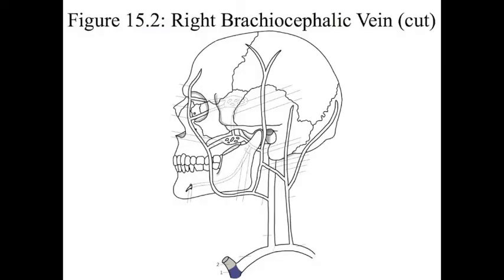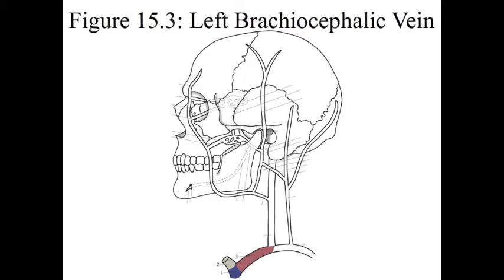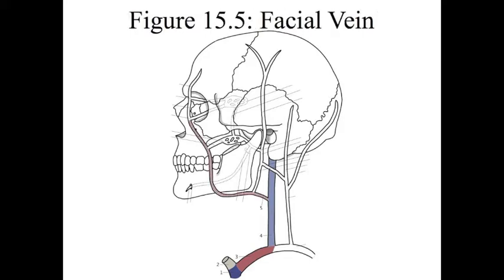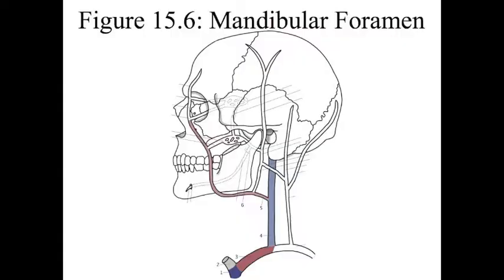Number 2 is the right brachiocephalic vein, and it has been cut. Number 3 is the left brachiocephalic vein. Number 4 is the internal jugular vein. Number 5 is the facial vein. Unfortunately, it doesn't have any cute mnemonics like Acisa.